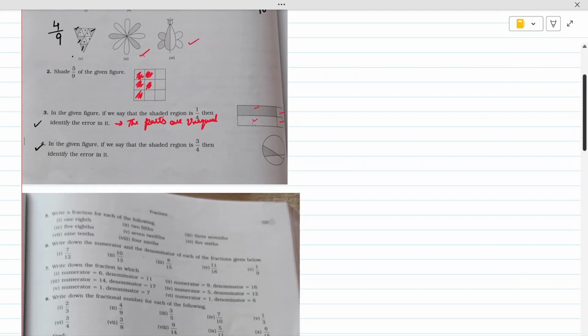Next part, kids, what we have here is write a fraction for each of the following. 1/8. We know how we can represent 1/8, it is 1 by 8. 2/5, 2 by 5. 3/7, 3 by 7. 5/8, 5 by 8 and so on. So the rest are homework.